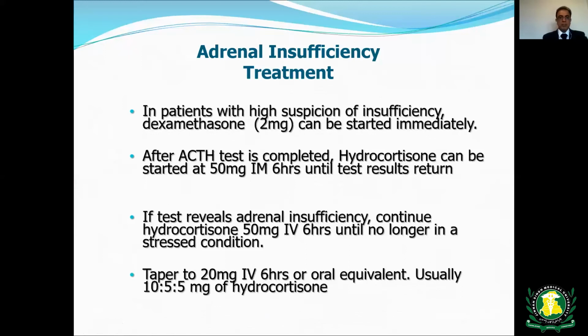If the test results are normal, you don't need to continue. You can stop. But if it is low and highly suspicious of adrenal disease, continue. Once the patient starts eating, drinking, and feeling well, you cut down to 20 milligrams, and then continue on 10, 5, and 5: 10 milligrams in the morning, 5 at lunchtime, and 5 in the evening of hydrocortisone for the rest of their life.